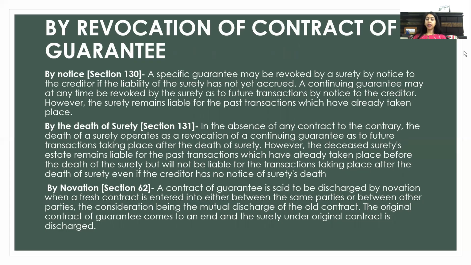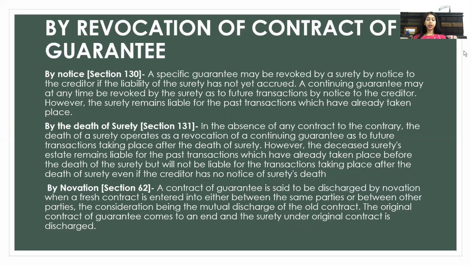Under section 130, by notice of revocation, a specific guarantee may be revoked by a surety by notice to the creditor if the liability of the surety has not yet occurred. A continuing guarantee may at any time be revoked by the surety as to future transactions by notice to the creditor. However, the surety remains liable for past transactions which have already taken place. So from the date of notice, the surety can't be made liable, but before the date of notice, he can be made liable for all the guarantees which have been given.